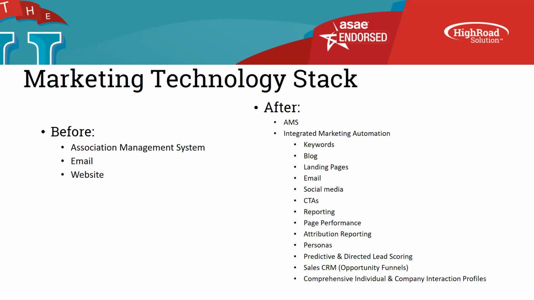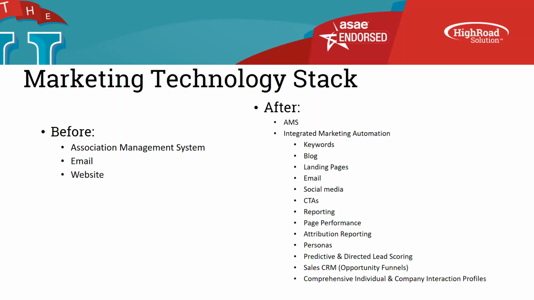So we looked at their marketing technology stack. That's what it's called. What are the tools you have for you to do your work? They had an association management system, an email system, and a website, a content management system, right? We call those the big three. That's pretty standard. If you're on the phone, you probably have the same three.